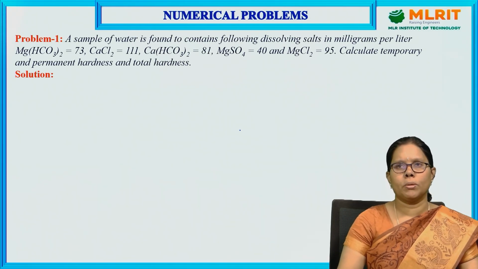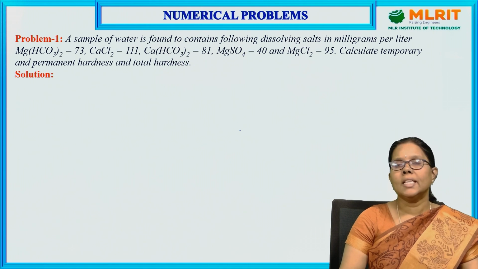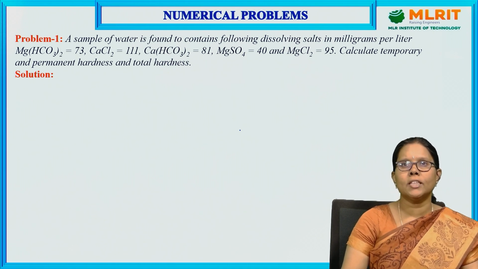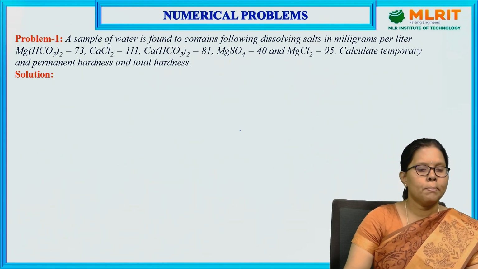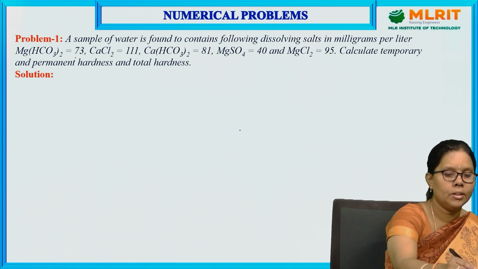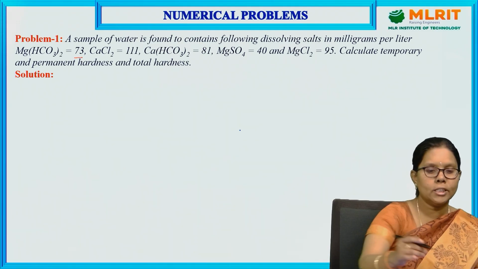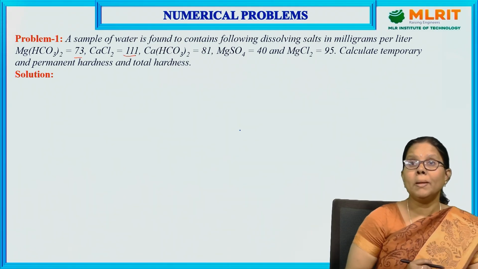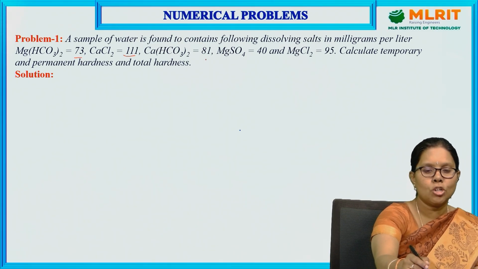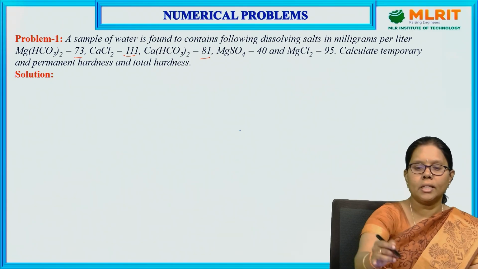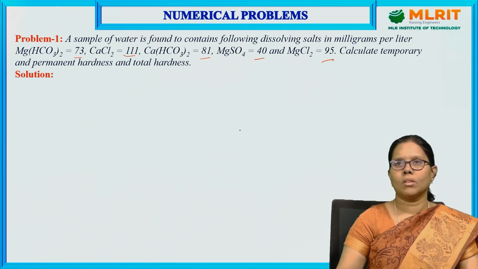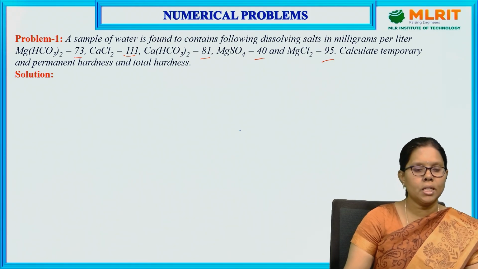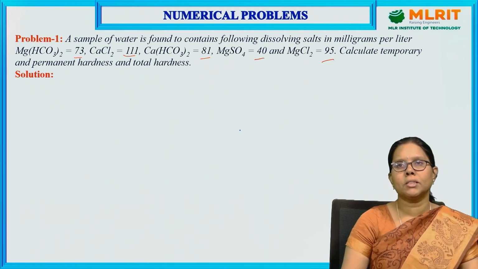Let us take a problem. A sample of water is found to contain the following dissolved salts in milligrams per liter. Magnesium bicarbonate 73, calcium chloride 111, calcium bicarbonate 81, magnesium sulfate 40 and magnesium chloride 95. Calculate the temporary, permanent and total hardness present in the water sample.